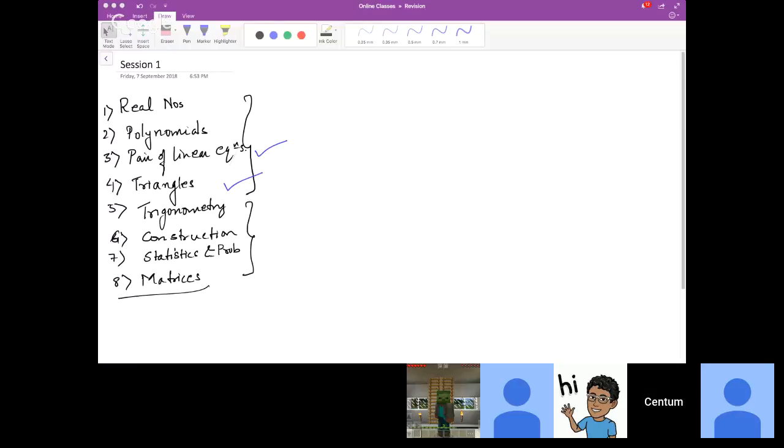Great. So lots of people from Rajanagar have logged in. So I think we can do a good session.